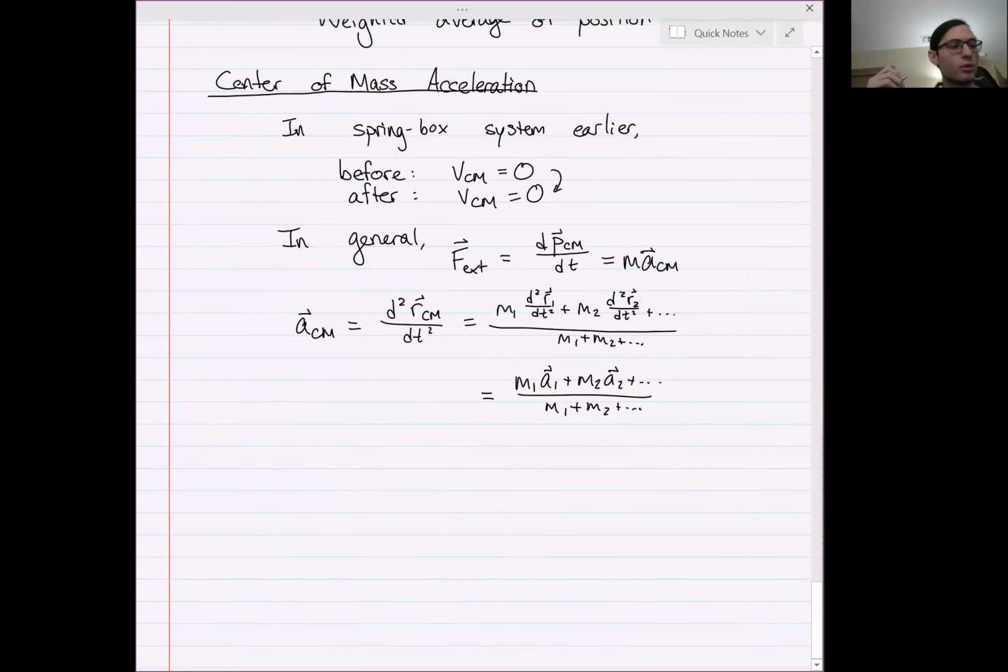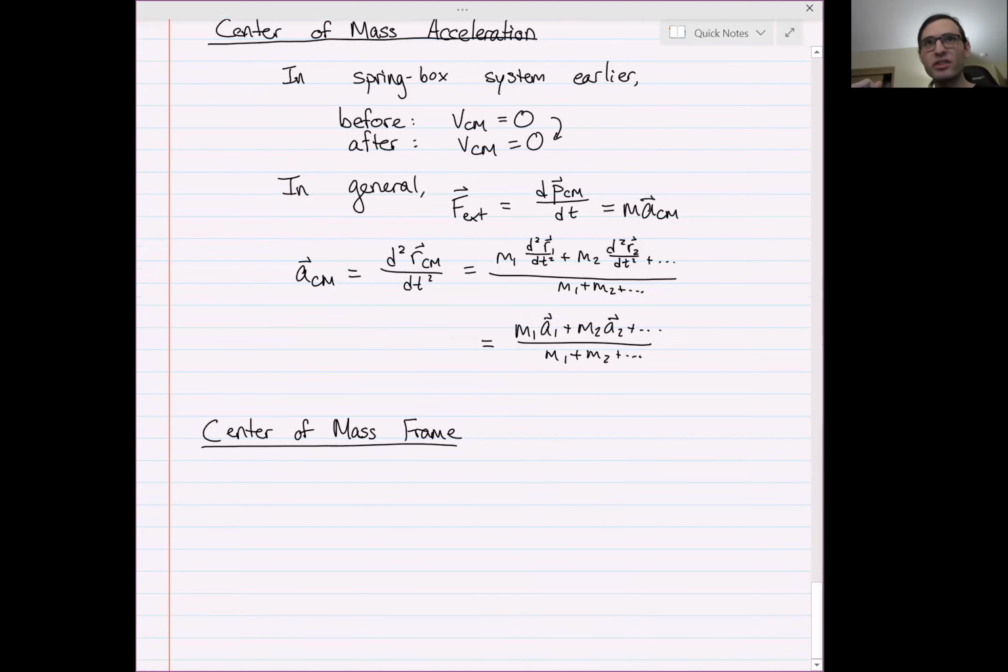All right, so perhaps the last thing to talk about today is the center of mass frame. So the center of mass frame is basically, remember when we were talking about reference frames way back in the day? The center of mass frame is just a choice of reference frame that follows the center of mass. And it allows you to simplify otherwise complicated systems. So let me give an example.